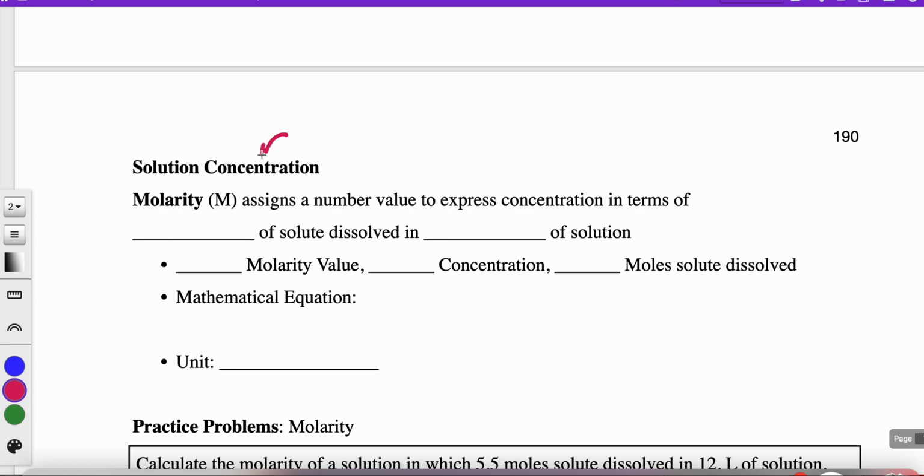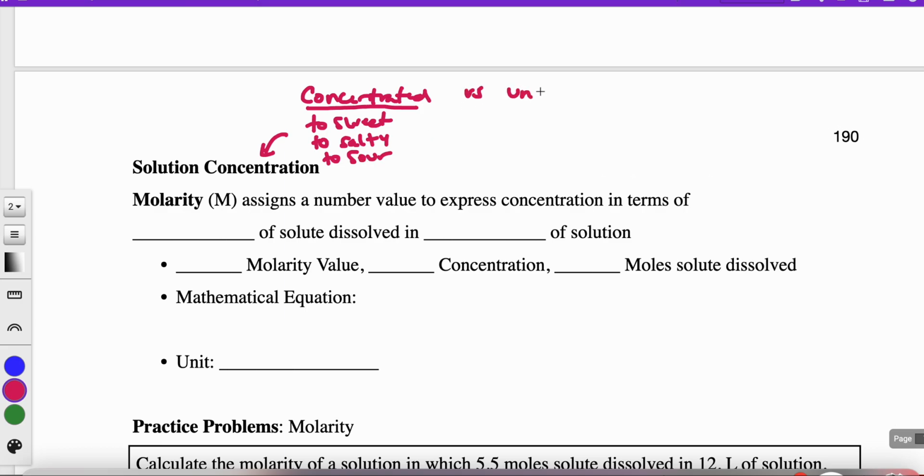Concentration. Is the solution concentrated or unconcentrated? If something is concentrated, we might say things like too sweet, too salty, too sour.